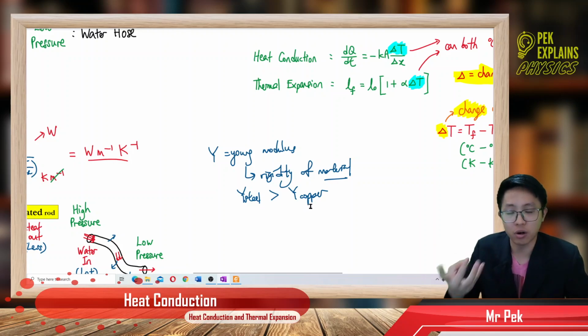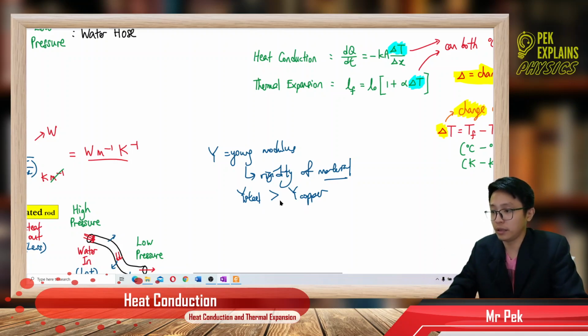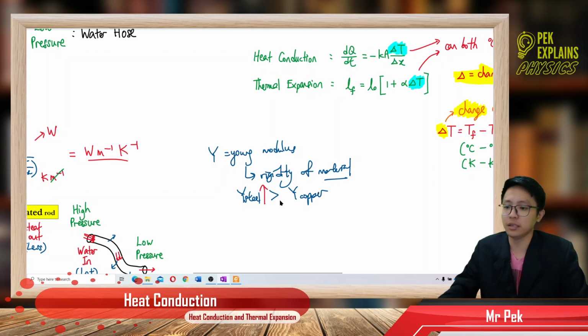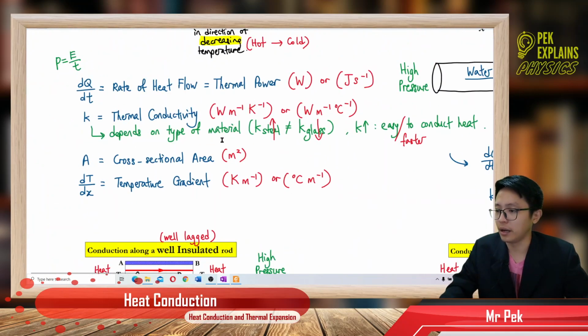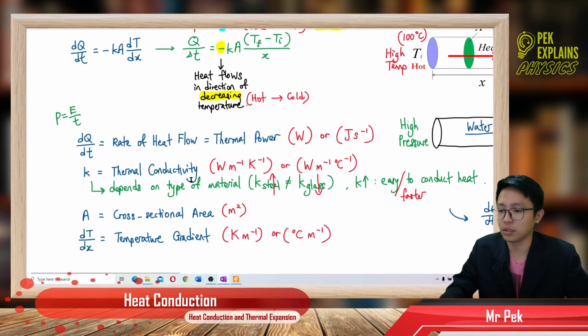Harder than copper. Copper is a soft material. So steel has a very high Young modulus, and copper has a very low Young modulus. So Young modulus also depends on the type of material, just like thermal conductivity also depends on the type of material. Different type of material, different thermal conductivity.